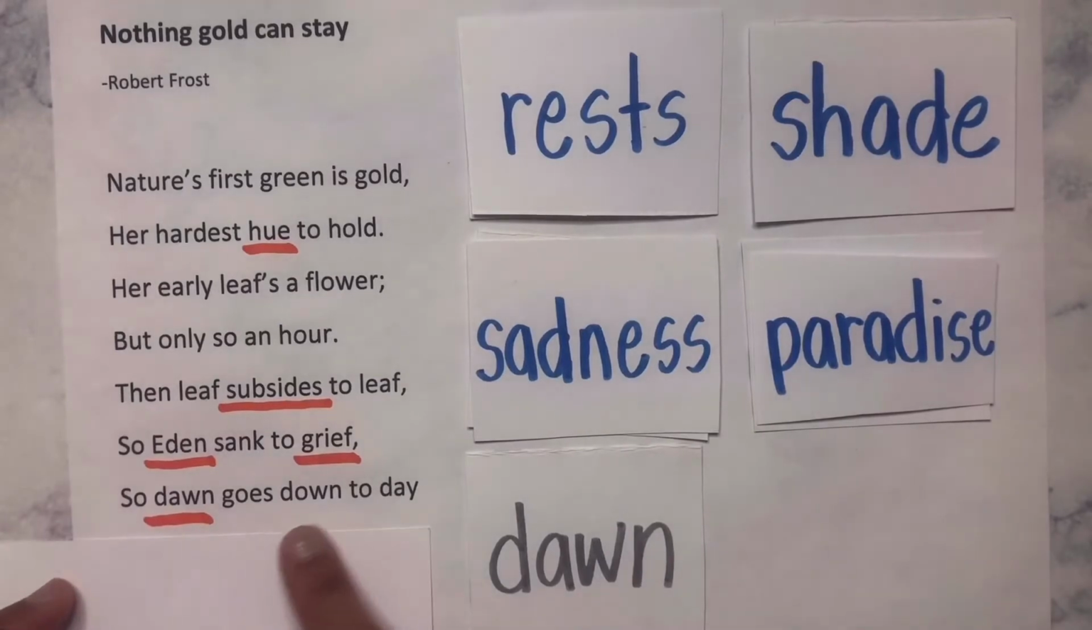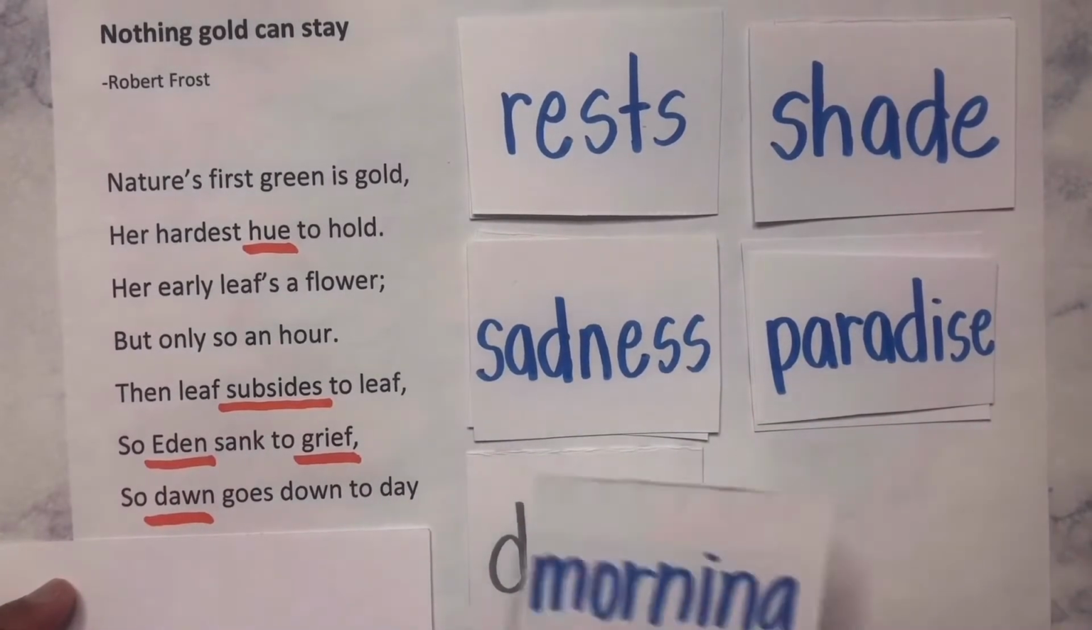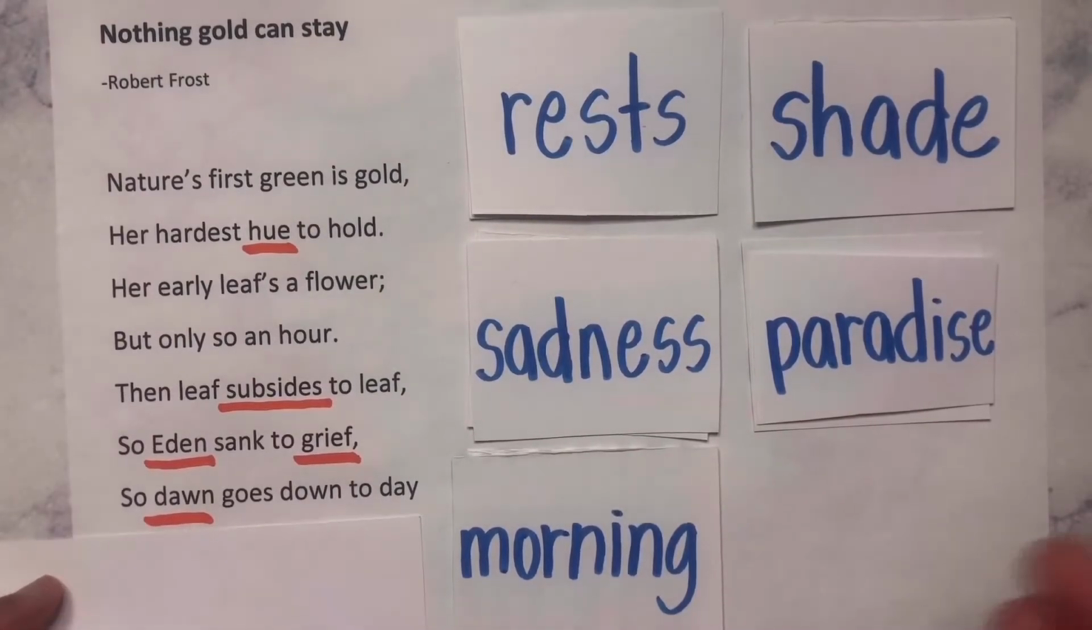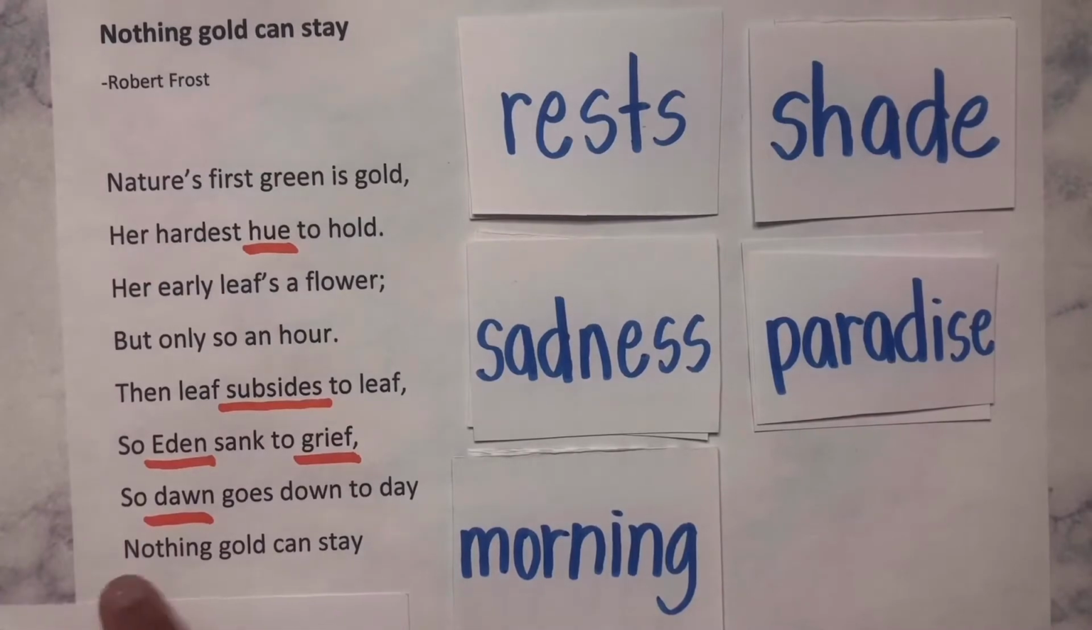So dawn goes down to day. And dawn is the very early morning. So I'm going to use a word like morning. So morning goes down to day. Day might mean like in the afternoon. So just as the morning leaves and turns into the afternoon and then into the evening, things change. And therefore the poem ends with nothing gold can stay.